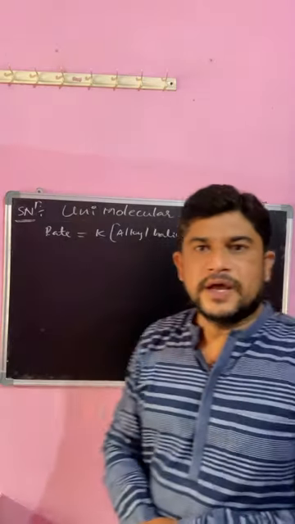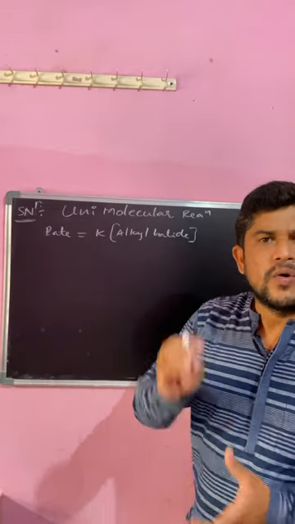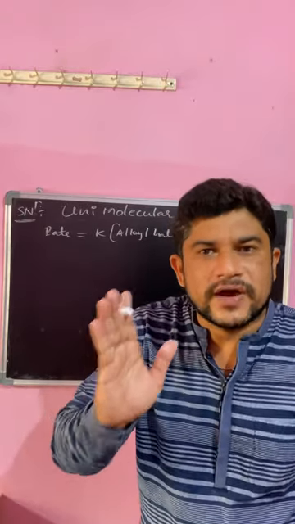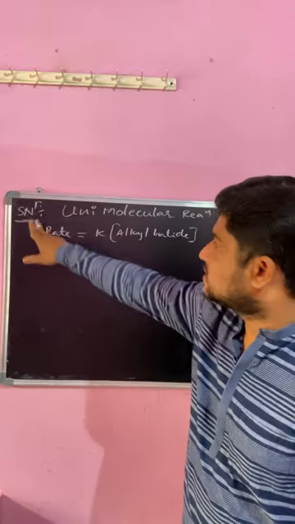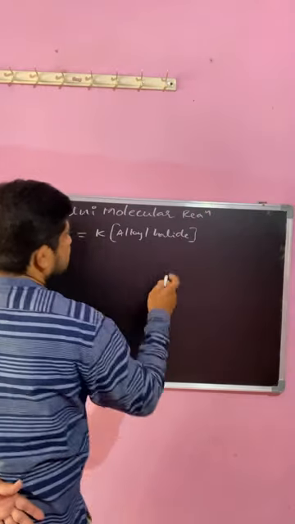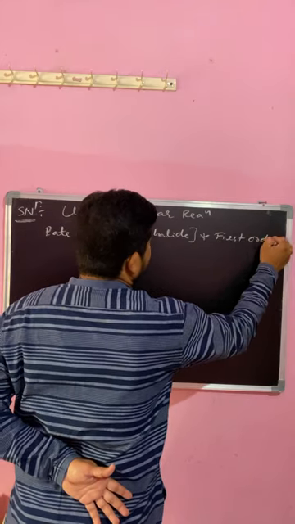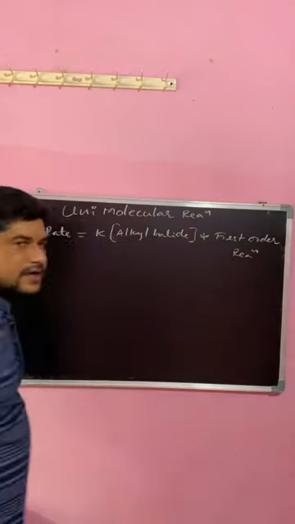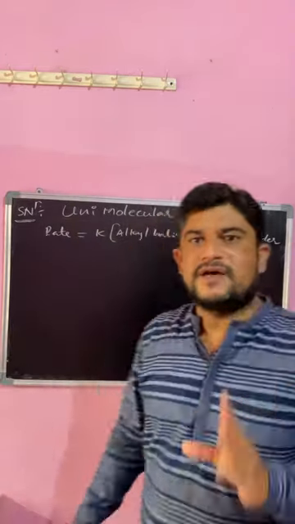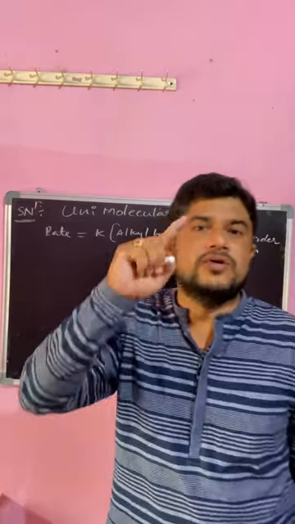So in the substitution nucleophilic reaction in which the rate of reaction only depends upon the alkyl halide concentration, not on the nucleophile concentration, that reaction is called what? The SN1 reaction, substitution nucleophilic unimolecular reaction. It's a first order reaction. It is also called a unimolecular reaction. In this reaction, the rate only depends upon the alkyl halide concentration, not on the nucleophile concentration.